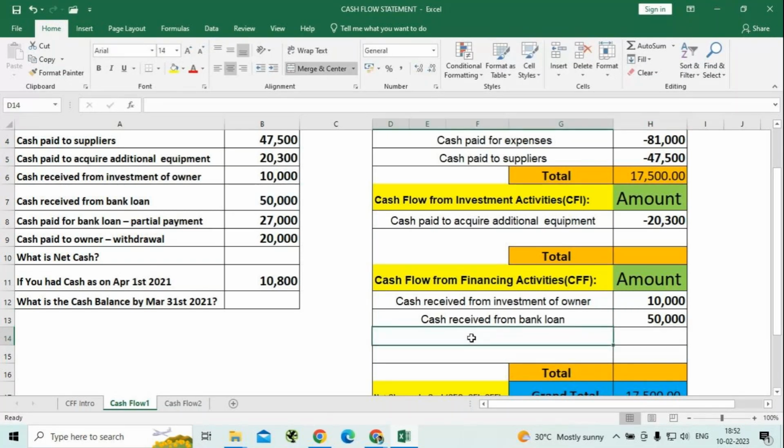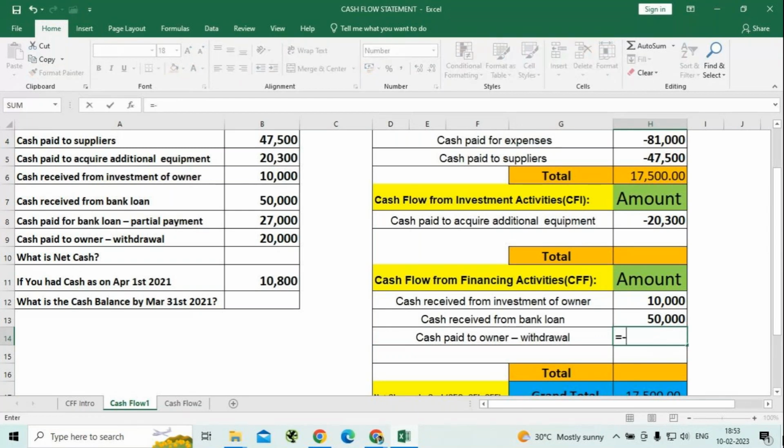The next thing is cash paid to the owner's withdrawal. That means it has been withdrawn by the owner himself, which we call as what? What do we call it when the owner withdraws the money for their own use? Drawings. Drawings account? Very good. So since the money is going out, I'm going to show it as a minus value.